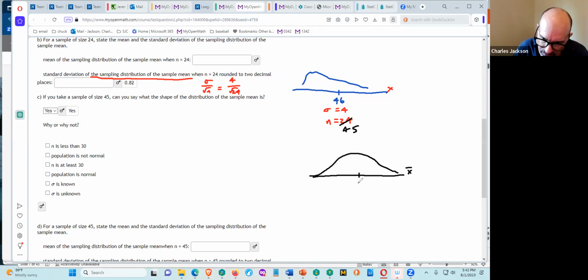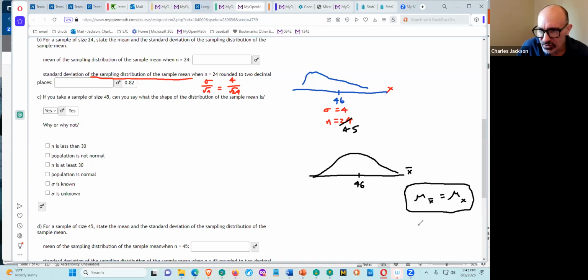The mean of that distribution will still be 46 because the mu of the x bars is the same thing as the mu of the x's. But of course, according to the central limit theorem, the sigma of the x bars is the sigma of the x's divided by square root of the sample size.